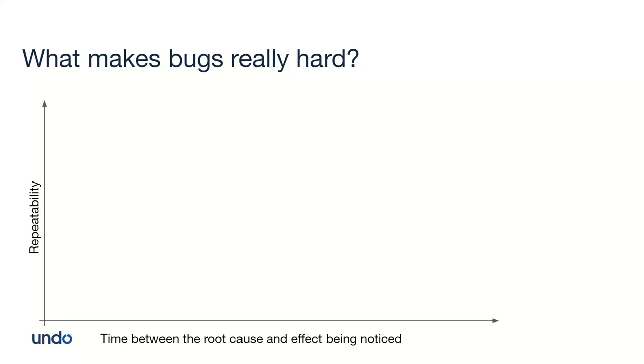And then the other axis is this repeatability, right? Determinism. Does it fail in the same way every time? And if it does, even if it's quite a long time between the root cause and the bug, you can just keep going. It's a painful process, but you can keep running and keep extracting more and more clues, a little bit of information about what's happening.